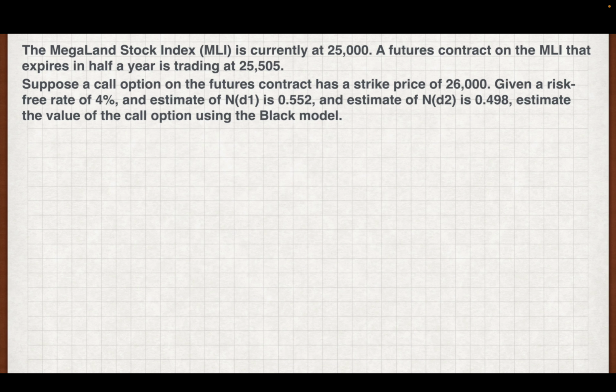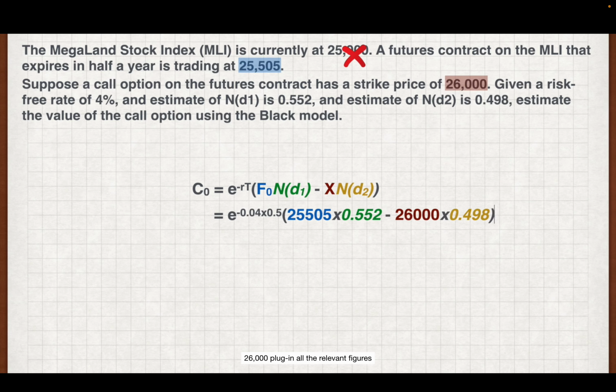And we're back. The Black Model states that the value of a call option on a futures contract is the PV of the adjusted futures price minus the PV of the adjusted strike price. What's important here is that you use the correct figures. We want the futures price, not the spot price. And given that the strike price is 26,000, plug in all the relevant figures, we get 1,108 points.